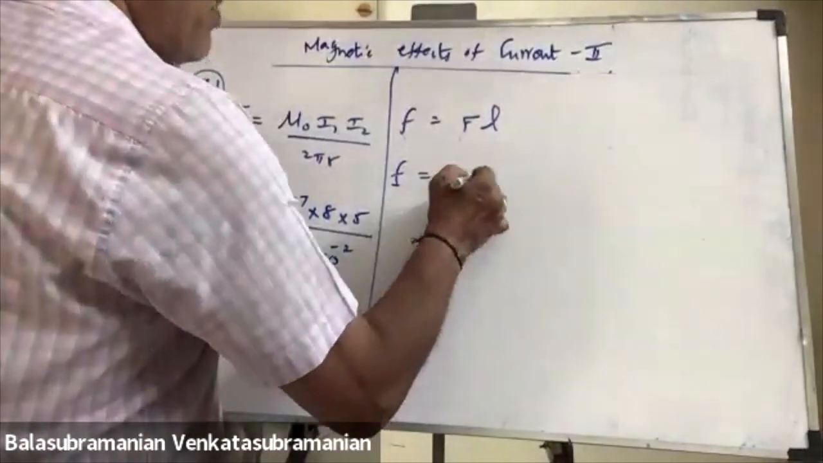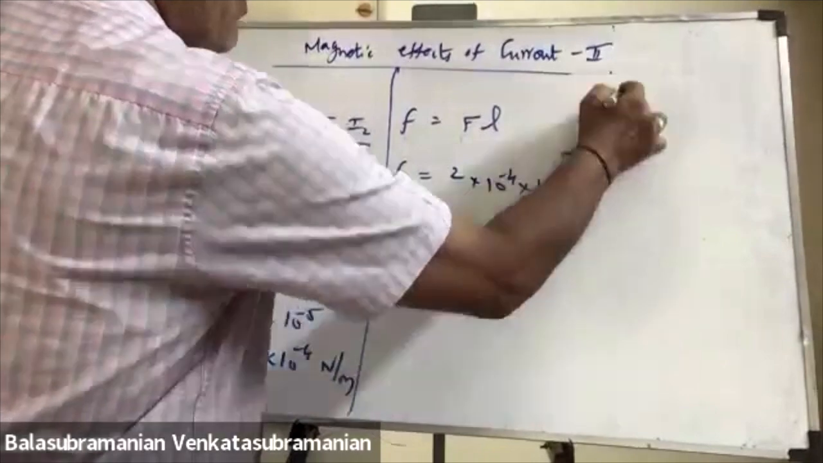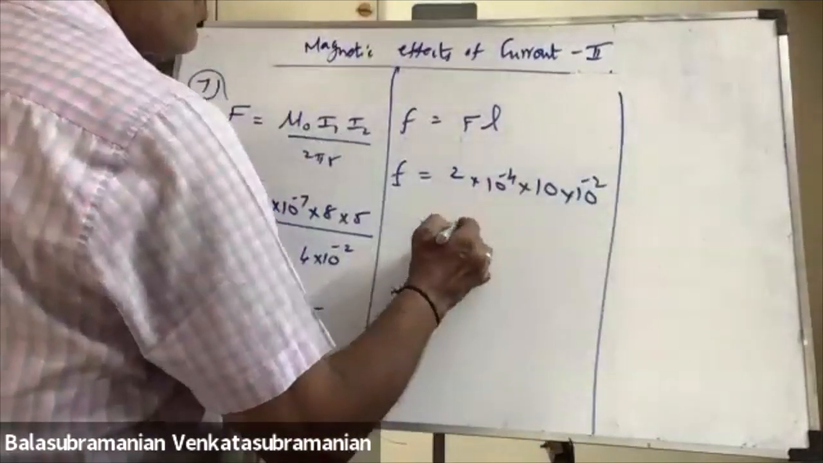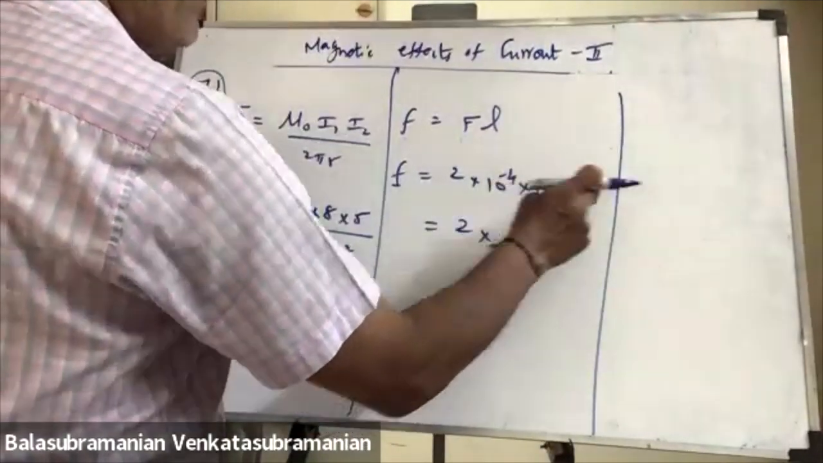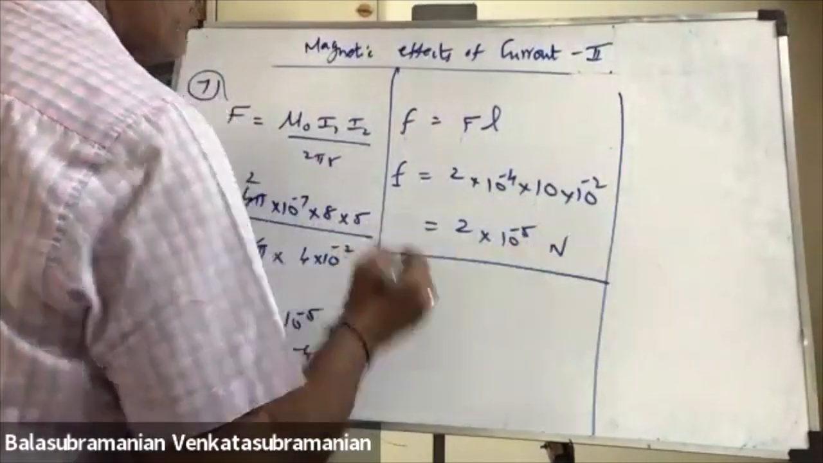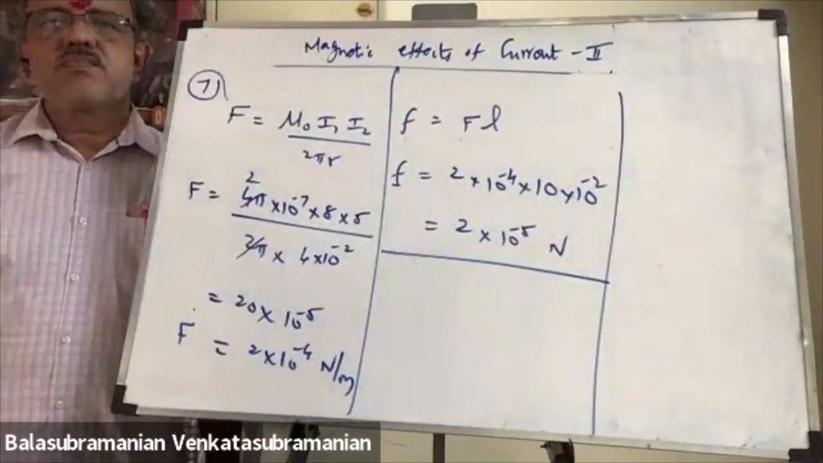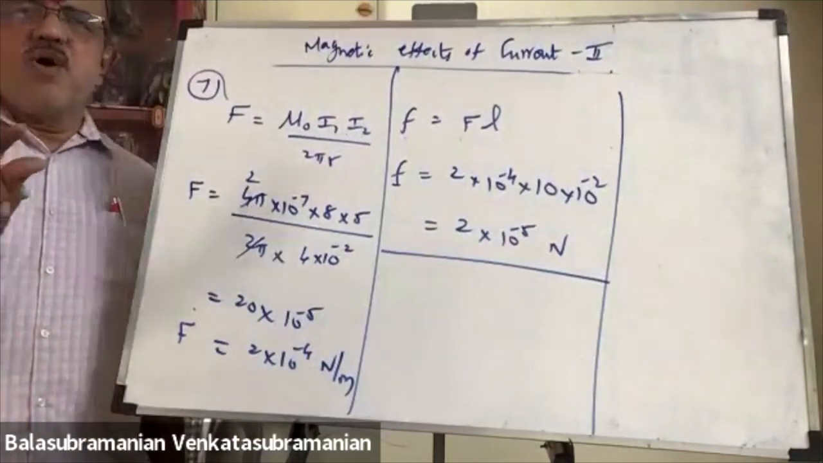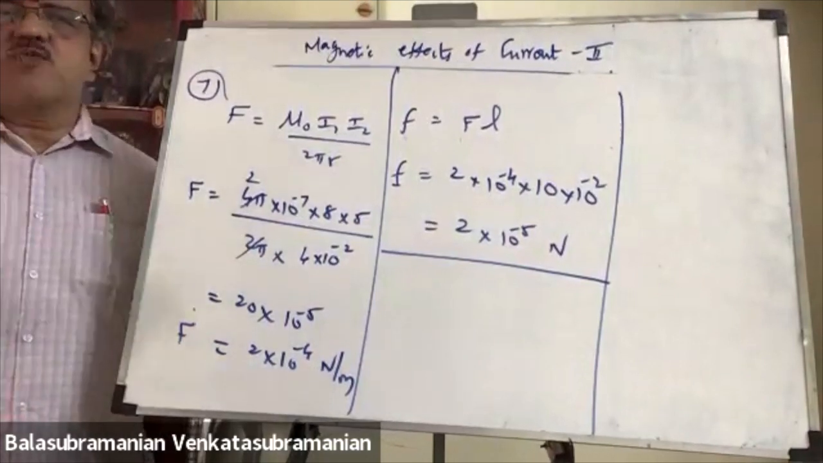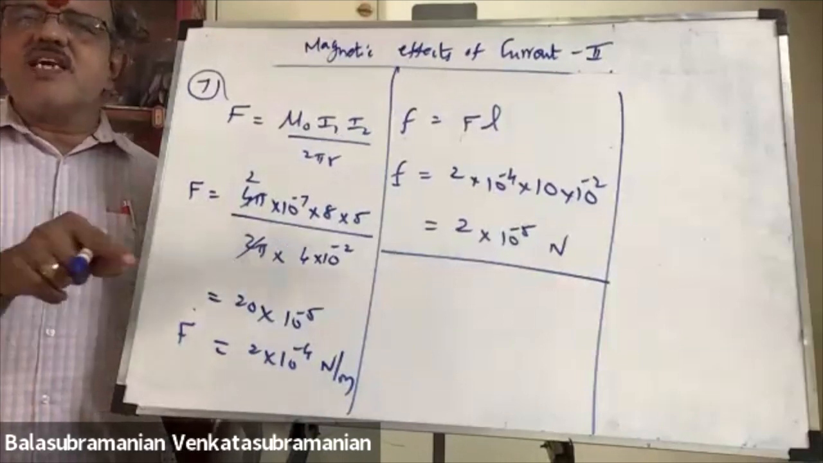2 into 10 power minus 4, 10 centimeter, which is 10 into 10 power minus 2 meter. So 2 into 10 power minus 5 Newton. Correct? Straight substitution, small change, that's all. Force per unit length normally we will calculate. Here force for a given length they are asking.